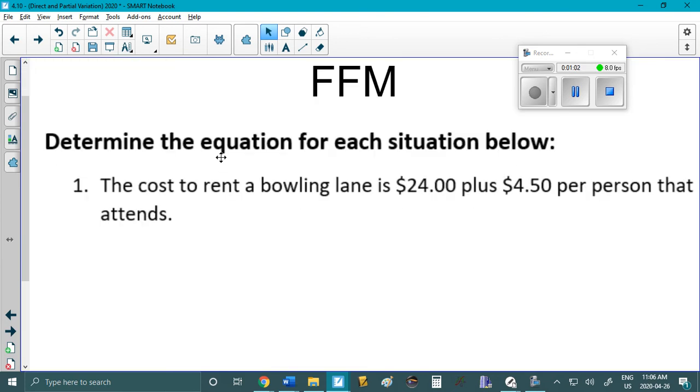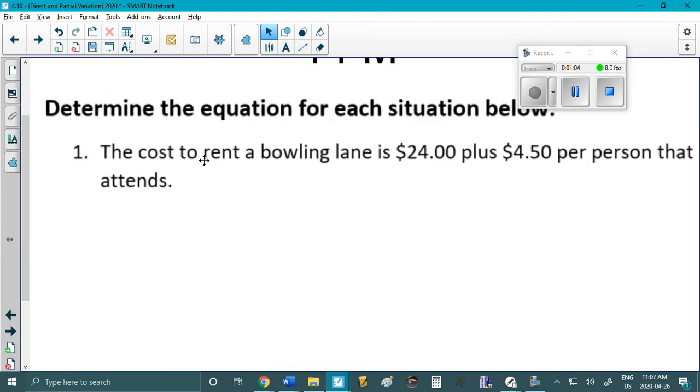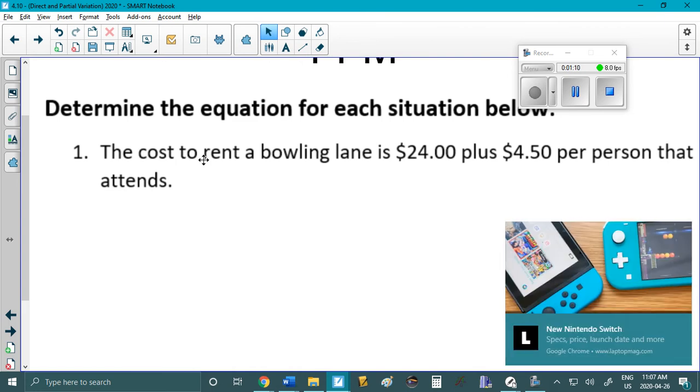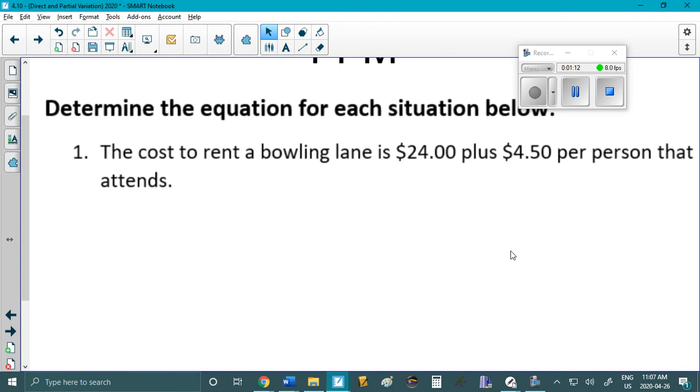So please pause, try these questions on your handout. You can do it on scrap paper. If you've got a printer, that's ideal, but if you don't, you can do it on scrap paper, or you can write on your Edwin with your finger. There's lots of options. So please pause and then come back.